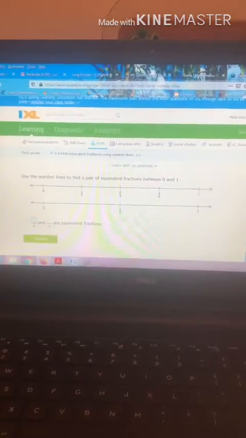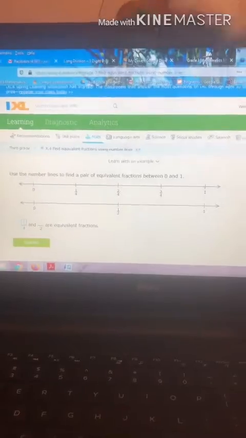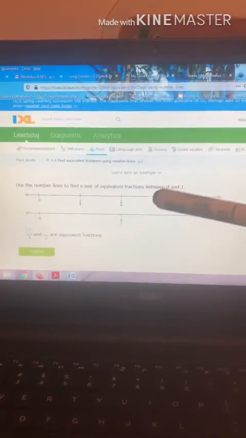Okay, today we're going to be working with equivalent fractions, either on a number line or on a fraction drawing, on a fraction strip. So I wanted to make a video to show you how your IXLs would look today. In this first IXL, which is the X4, the instruction says: use the number lines to find out a pair of equivalent fractions between 0 and 1.